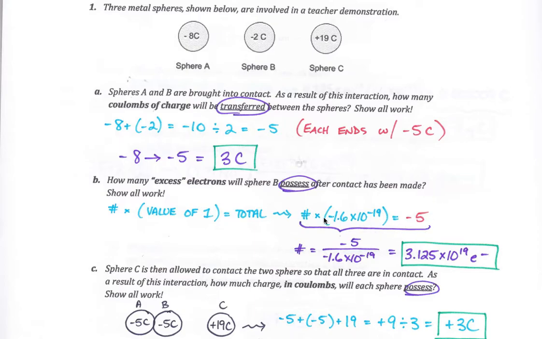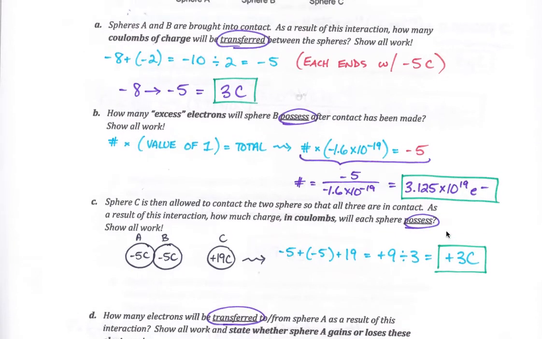So if I just resolve this, I divide both sides by the elementary charge, I will find that 3.125 times 10 to the 19th electrons are possessed. That's 31.25 billion billion electrons, which is an astronomically high number, but that's because -5 coulombs is like an extremely large lightning bolt. That's a crazy amount of charge.